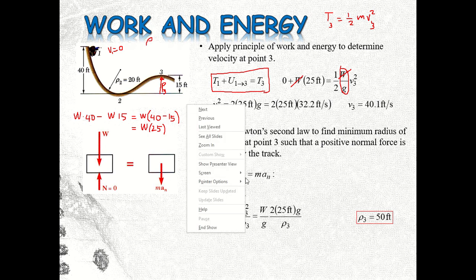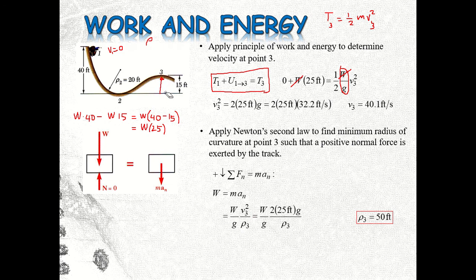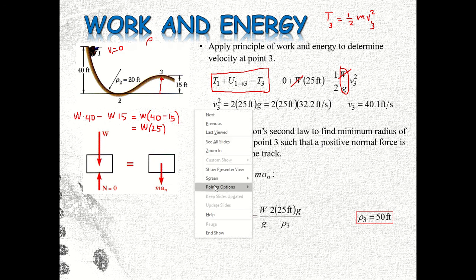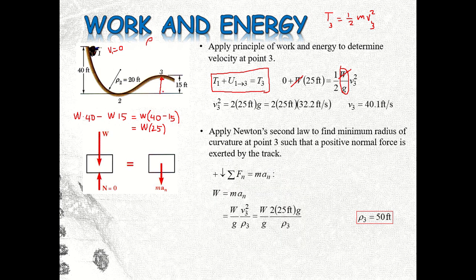Okay, I'll rewrite that one, class, to avoid confusion. I have to write it clearly as rho. So what is this? This is our rho. Since this is at point 3, we'll put the subscript here as 3. Alright, so summation of the normal force along here is equal to m times an.